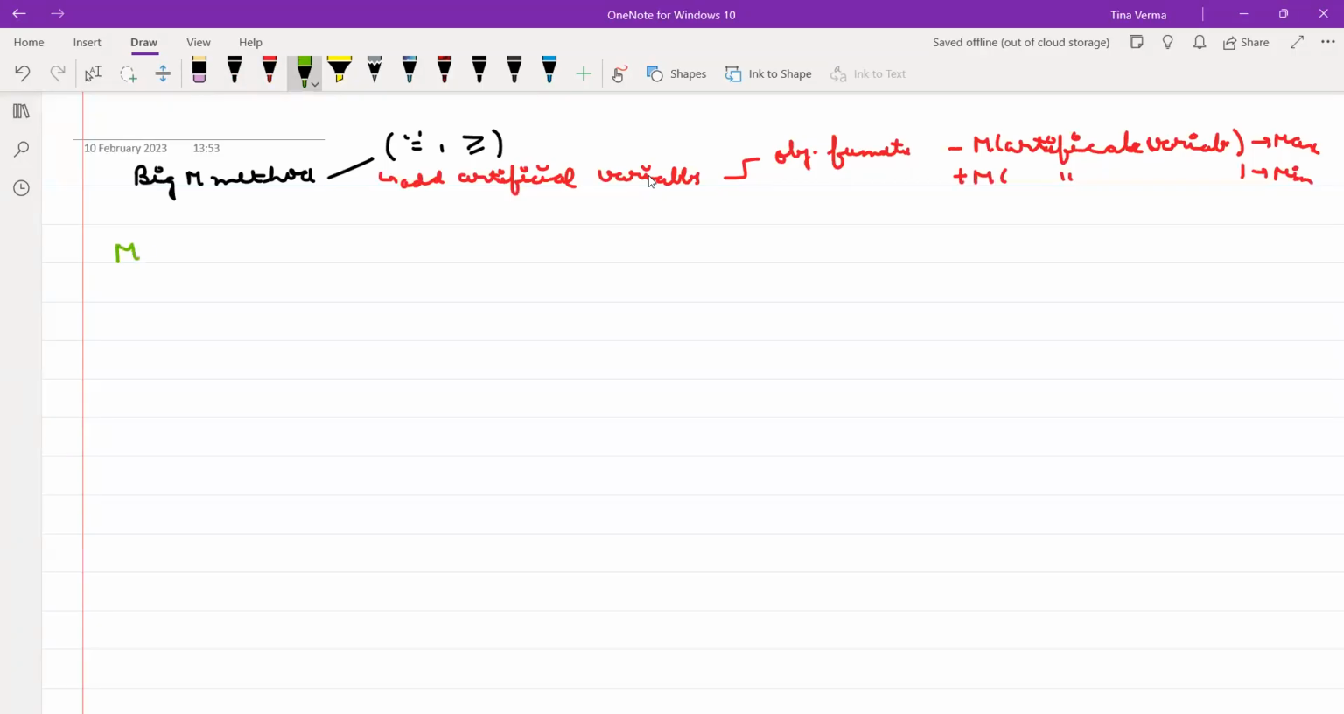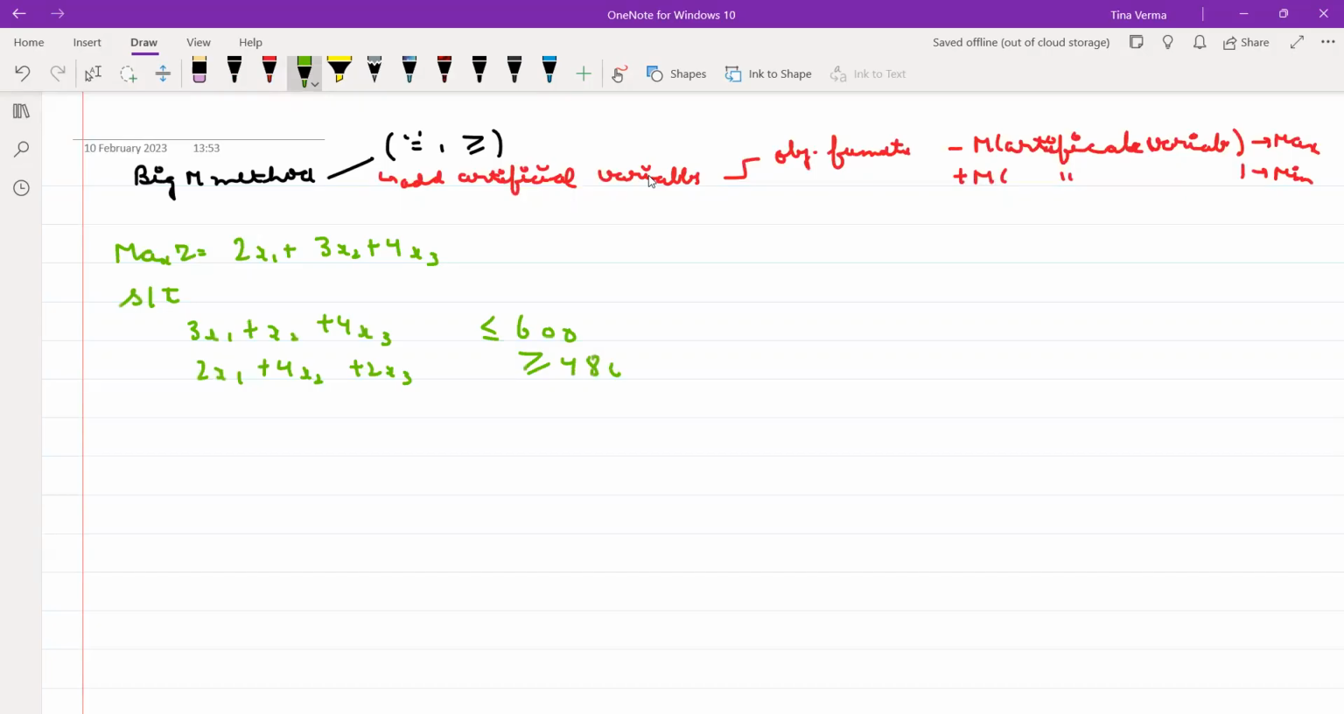If you have an objective function like maximize Z equals 2x1 plus 3x2 plus 4x3, subject to constraints 3x1 plus x2 plus 4x3 less than equal to 600, 2x1 plus 4x2 plus 2x3 greater than equal to 480, and the last constraint 2x1 plus 3x2 plus 3x3 equal to 540, and x1, x2, x3 are greater than equal to 0. So if this is given to you, solve it.